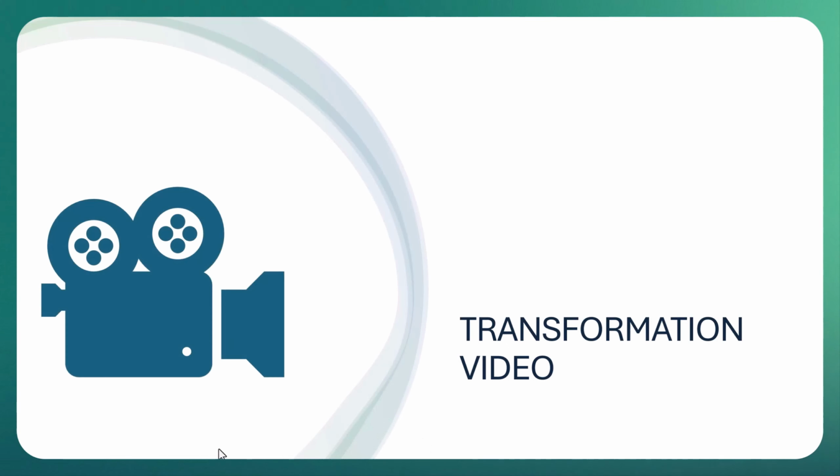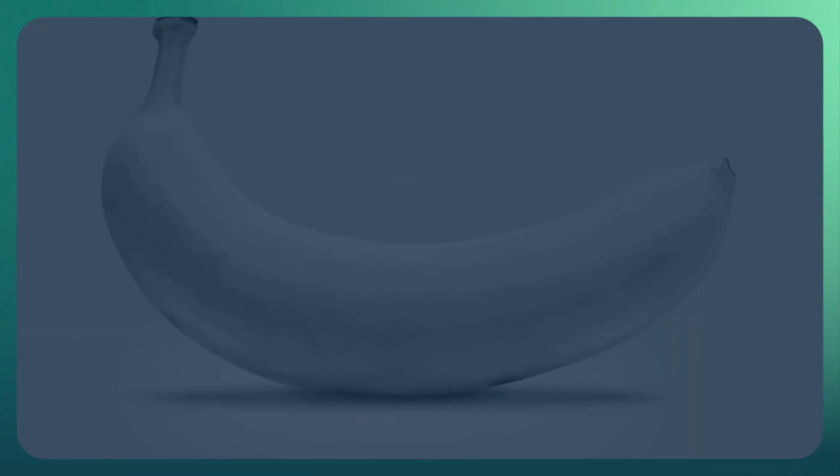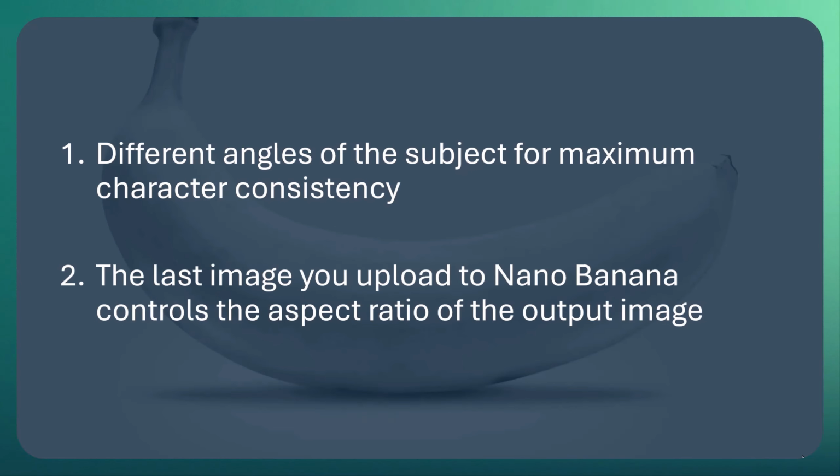Let's kick things off with our first example, a simple transformation video. I want to turn this lady into the iconic evil queen through a cinematic transition. The first step, we need to prep the photo for the end frame. I've placed 4 images of the queen from different camera angles onto a 16:9 canvas. Why? 2 reasons. 1, I want Nano Banana to capture as many details as possible for maximum character consistency. And 2, the 16:9 canvas ensures my output image matches this aspect ratio.